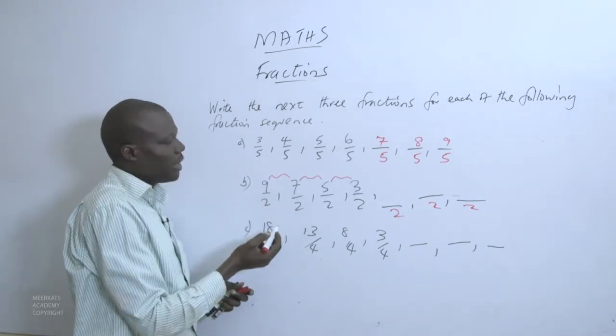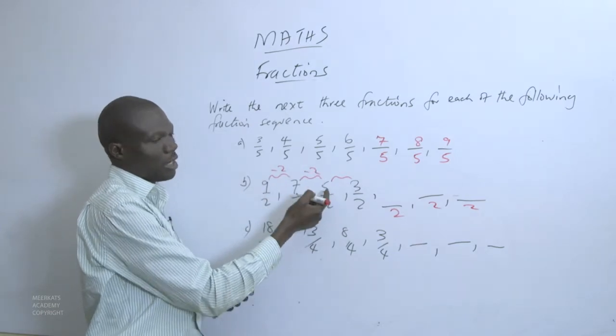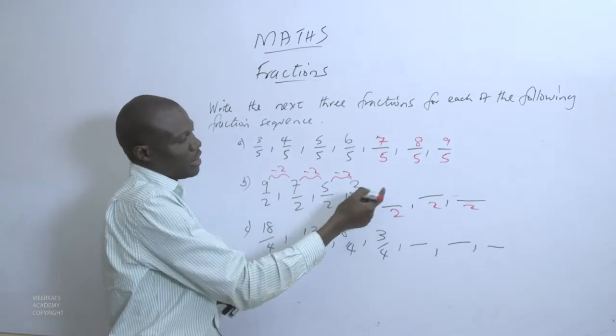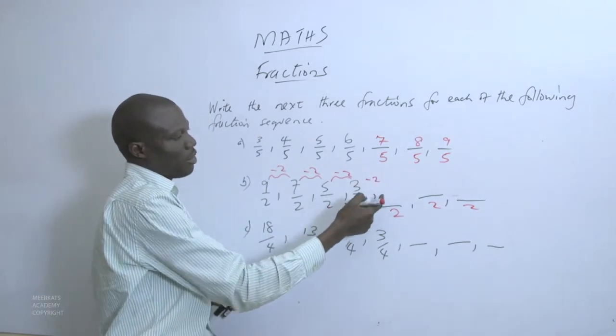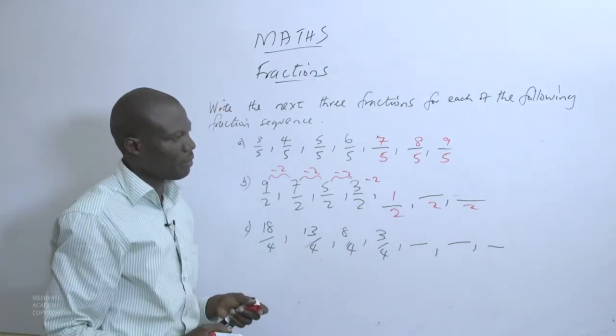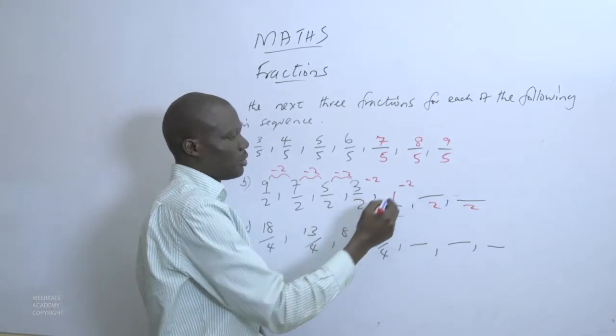From 9 to get 7, they subtracted 2. From 7 to get 5, they subtracted 2. And from 5 to get 3, they subtracted 2. Which implies to get the next digit here, we subtract 2. And what we get here is 1. What follows, we need again to subtract another 2.